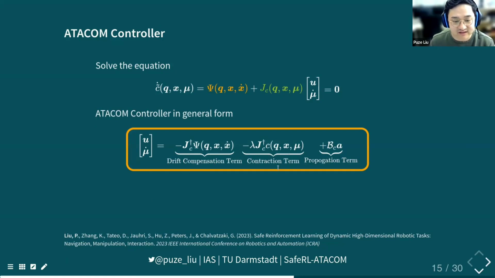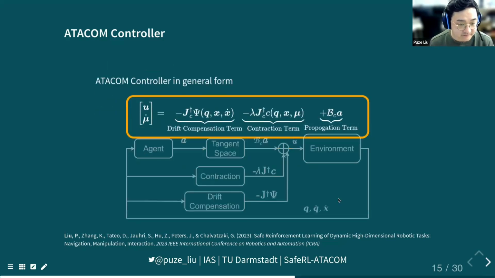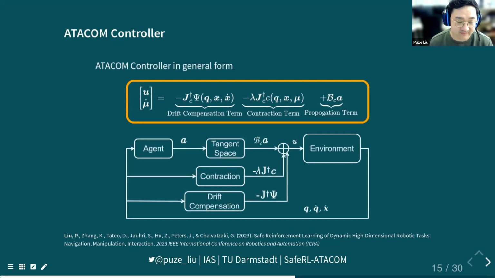And this contraction term tries to retract your state back to the manifold. The remaining term is what the reinforcement learning agent should deal with. We can sample an arbitrary action A and ensure it becomes safe. Here are the basic control paradigms regarding these controllers: your reinforcement learning agent only deals with the tangent space actions.